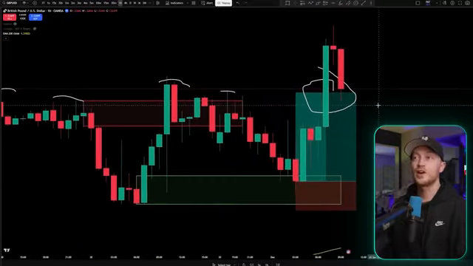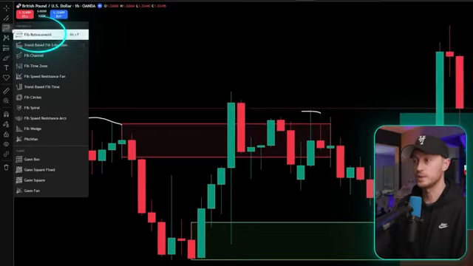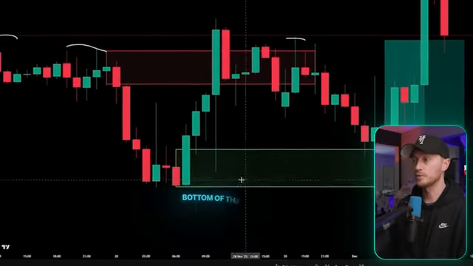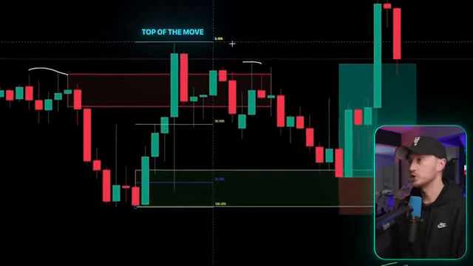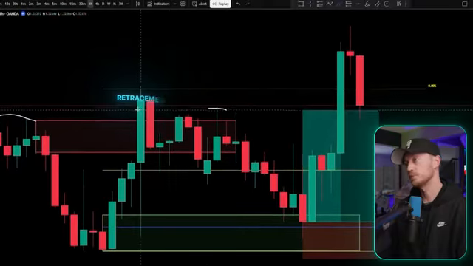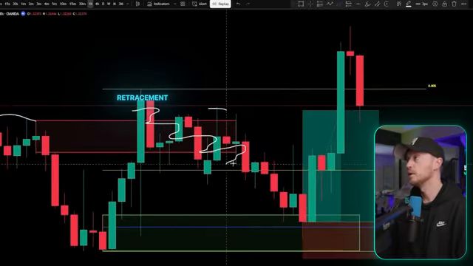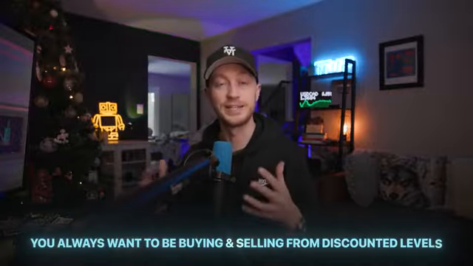Now, another thing that I often do is I use the Fibonacci tool. It's right here. Click the Fib retracement, and I'll measure from the bottom of the move to the top of the move, and I will swing that across. And I want to make sure that the retracement, you can see the retracement right here, comes below the 50% level right there, because that tells me I'm getting price at a discount as well. You always want to be buying and selling from discounted levels. So now you're ready to trade.